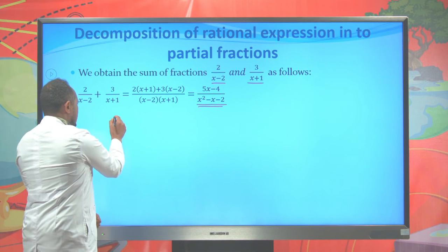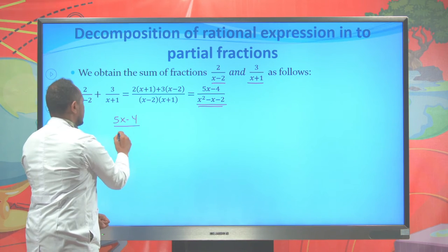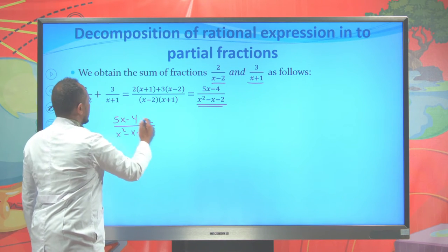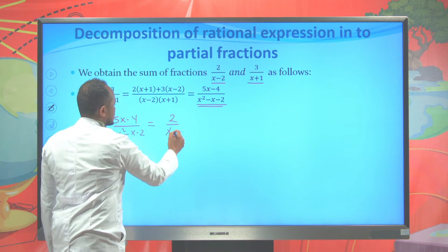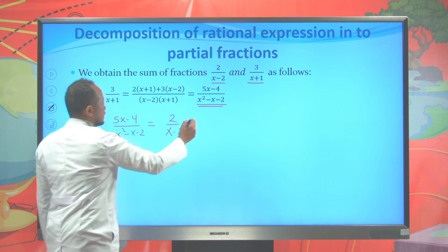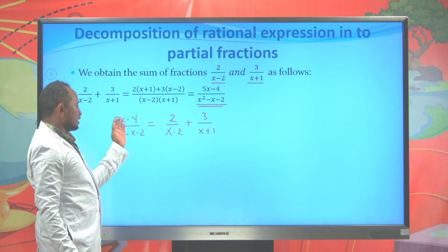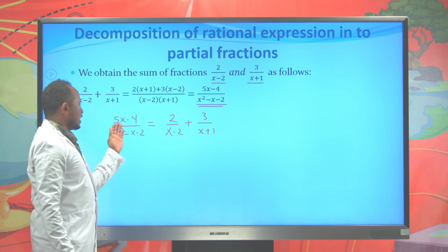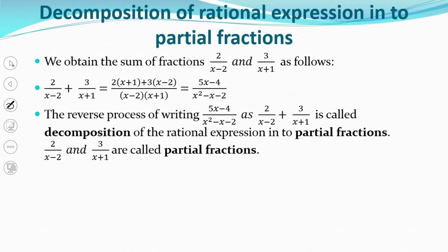But if you write this in this form, 5x minus 4 over x squared minus x minus 2, this means it is the sum of 2 over x minus 2 plus 3 over x plus 1. The process of writing a given rational expression in this form is called the decomposition of a rational expression into partial fractions.